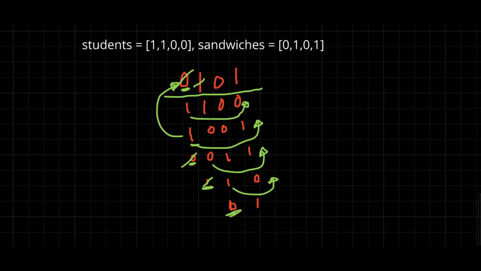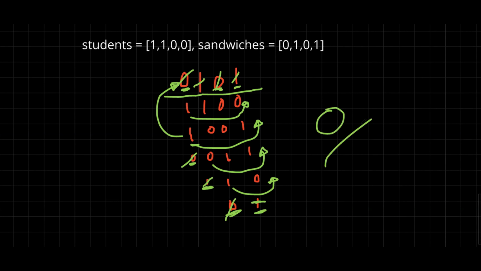So here we have clearly noticed that this 0 is exactly equal to this 0. So the student will be able to eat the sandwich, and this 1 is exactly equal to this 1. So here the student will be able to eat the sandwich. So we can see that no student is unable to eat the sandwich of their choice. So in this problem, we have to return 0.